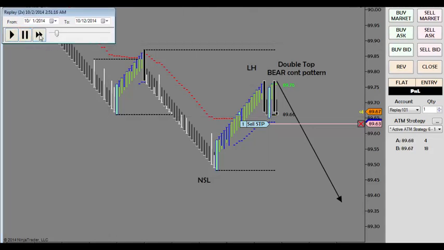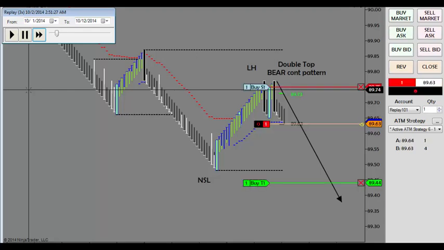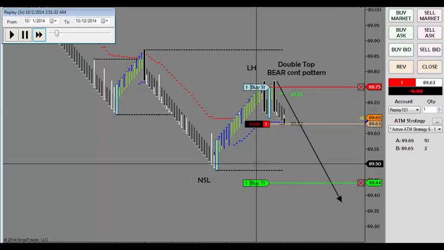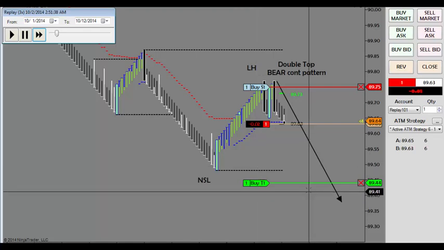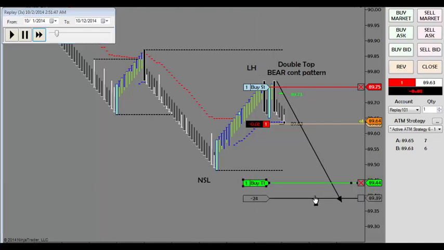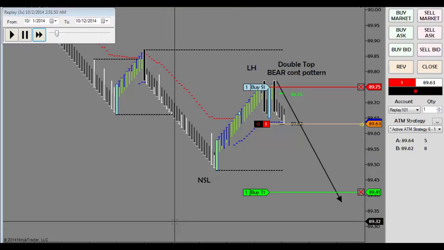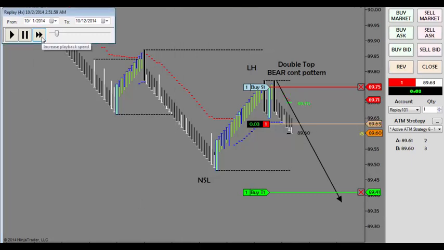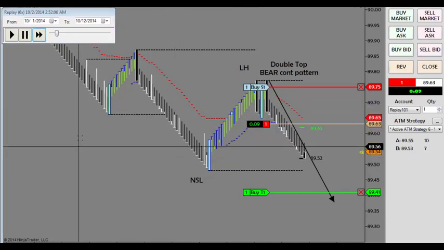Okay, so let's kick it back in. We'll take it up to 3 times. Let's see if we get filled. ATM automatically places my stops and targets. I'm going to pull this target down here, looking for a move down to an almost 1-to-1 ratio. Now that we're in, I'll kick it up a little faster, 6 times.